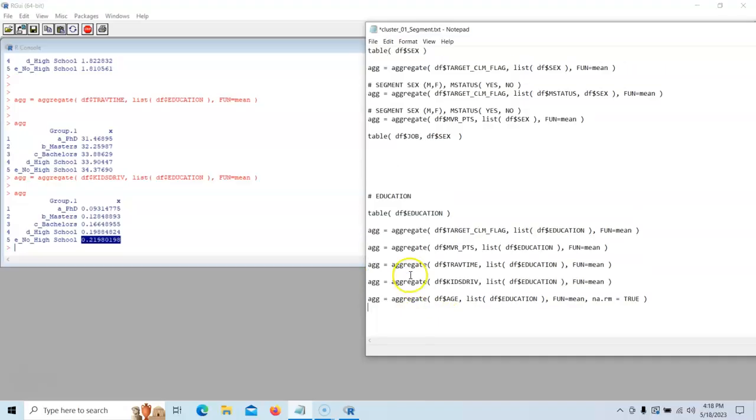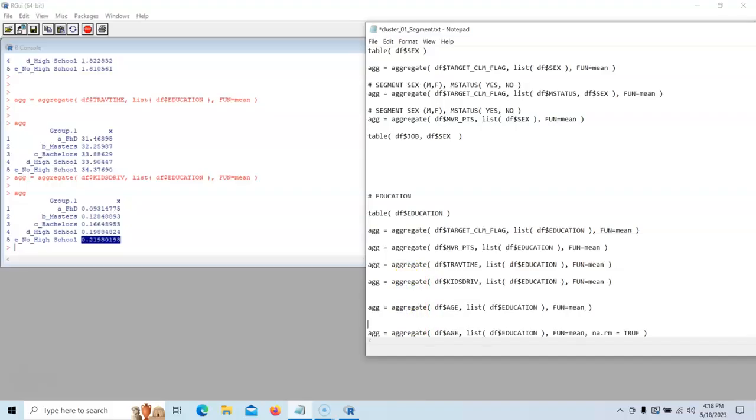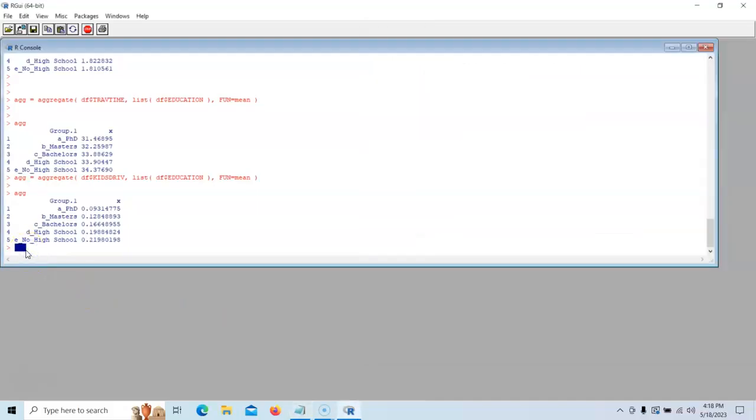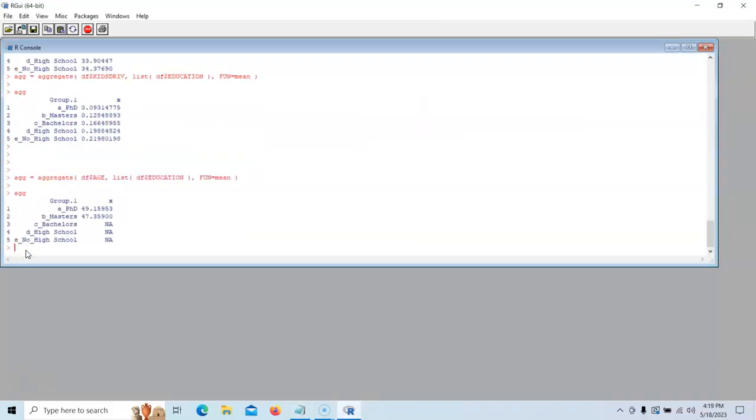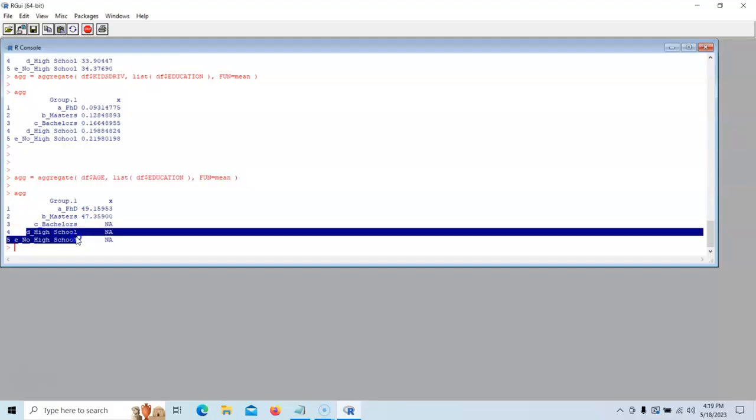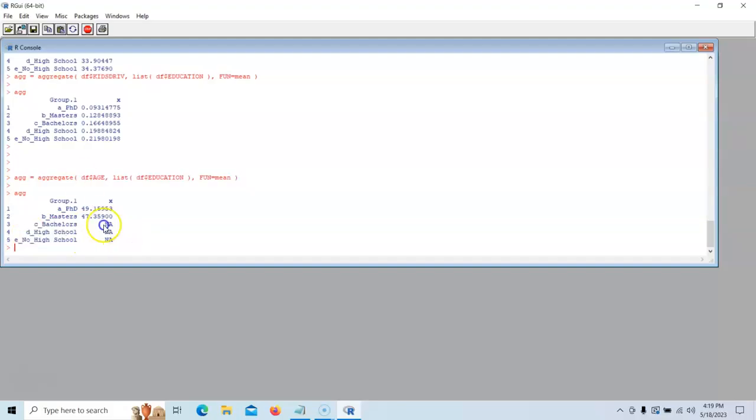So let's look at that. When I do this, well, wait a minute, what's going on here? I've got a bunch of NAs here. That's because I've got a lot of missing values, and R doesn't like this when I run this command. Because I've got missing values for bachelor's, high school, and no high school, I'm running into problems here, and I can't do it.